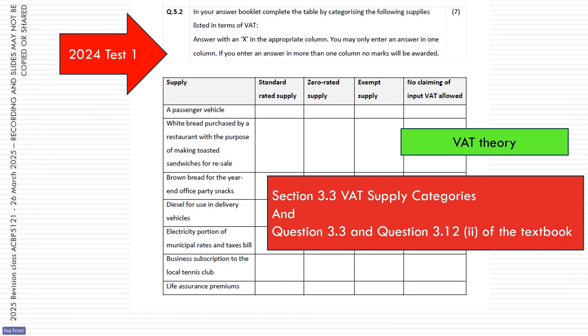So back to last year's semester test. Here you can see there was, as I said, also a theory question on learning unit number 3. It was a question where you were given certain VAT supplies and you had to categorize them. Are they standard rated, zero rated, exempt, and the like? And there are 2 similar questions to this in your textbook. So you can also have a look at those 2 textbook questions when you prepare yourself for the semester test.